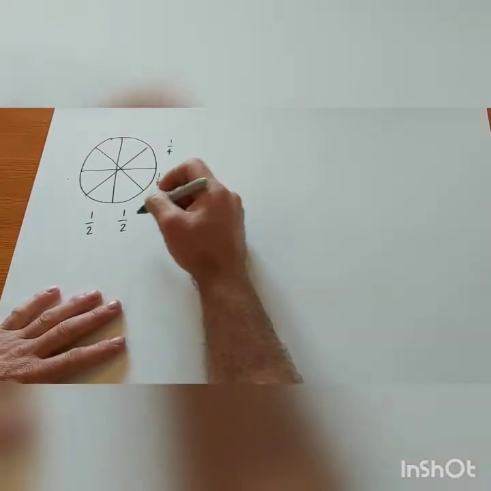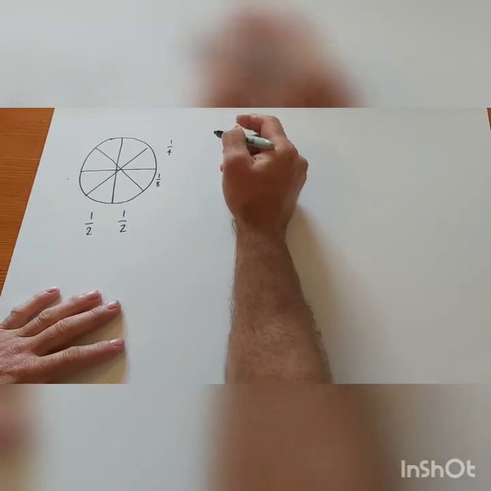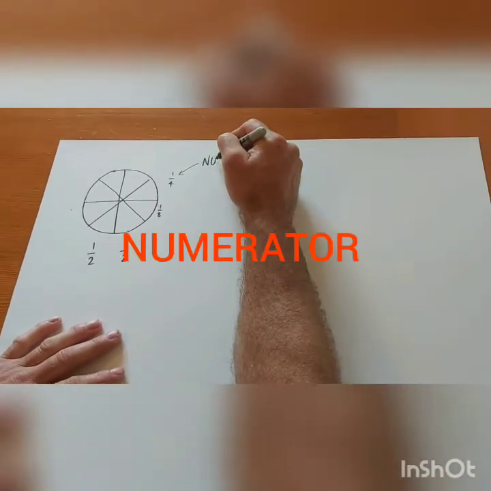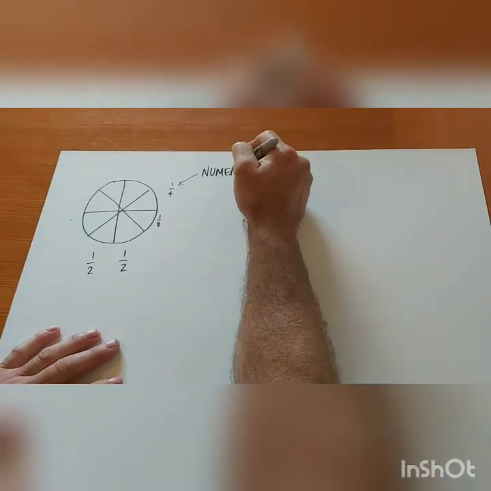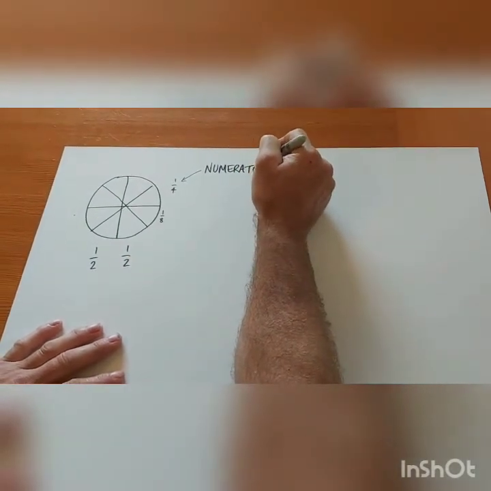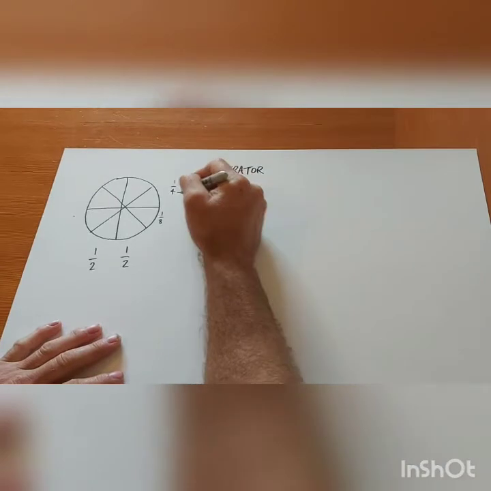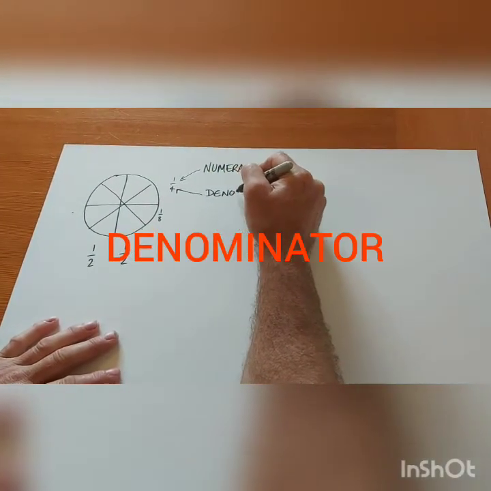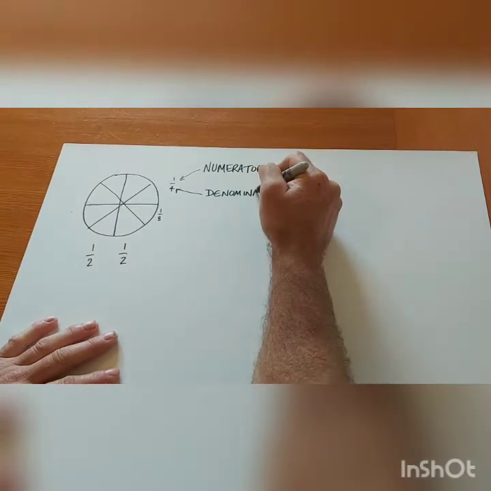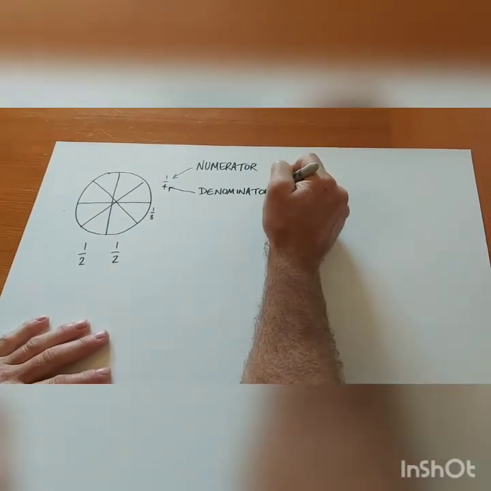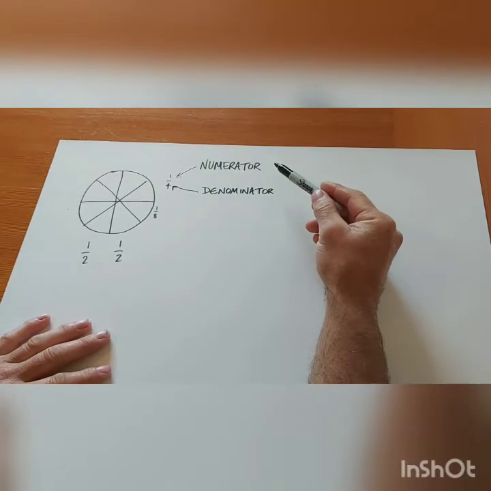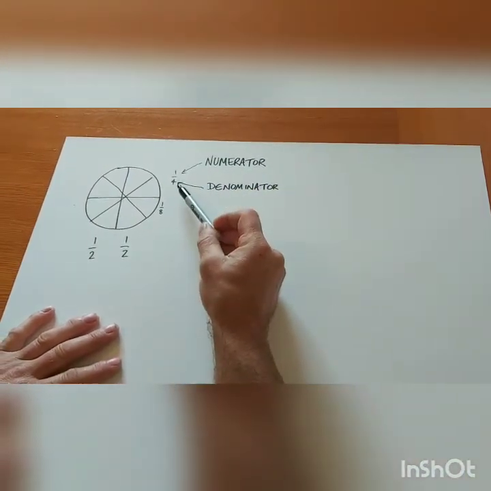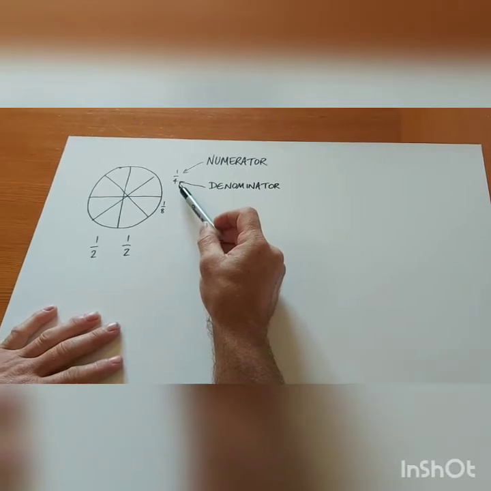When I write a fraction, there are two components to the fraction. There's the top number, which is referred to as the numerator, and the bottom number, which is the denominator. These are terms that I'll be referring to when I talk about fractions, numerators and denominators.